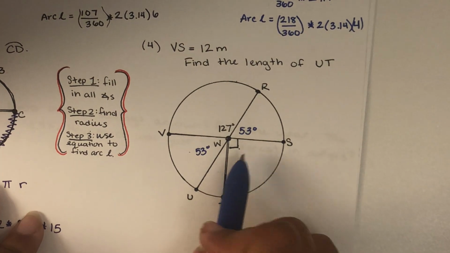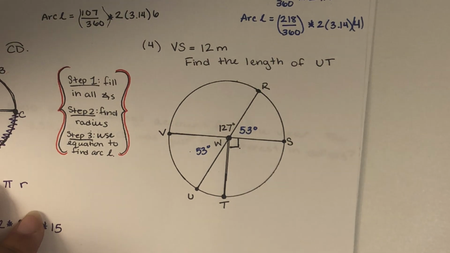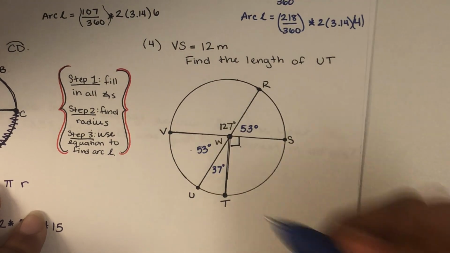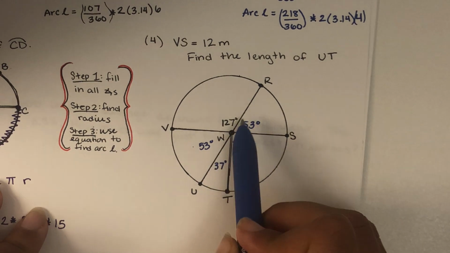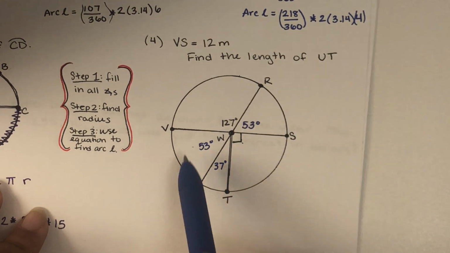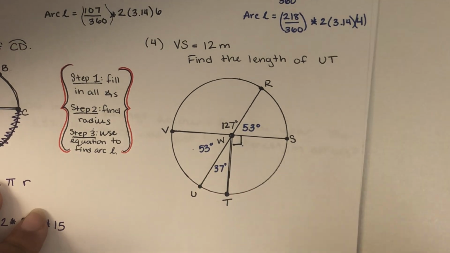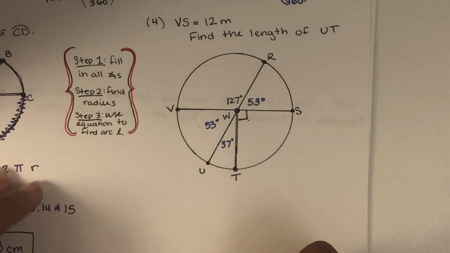2 ways I can do this, right? If this is 90, this is also 90, or these 2 angles add up to 90. So I can do 90 minus 53, and I get 37. Or I can do right here, I have a straight line. So what's 180 minus 90 minus 53? You'll still get 37.